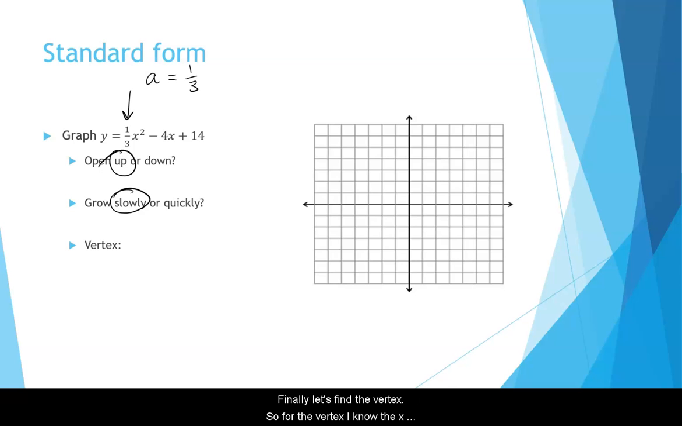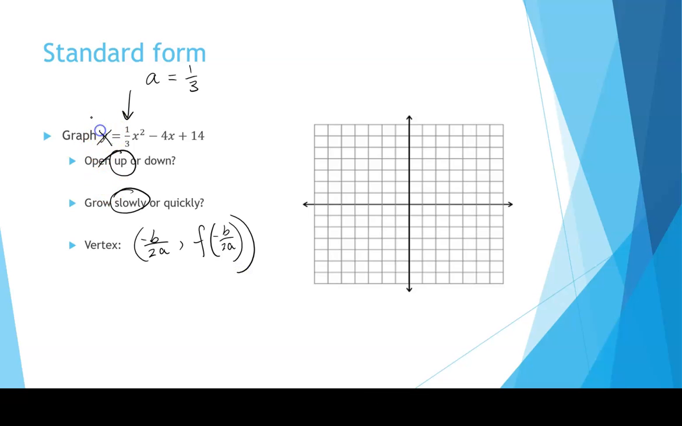Finally, let's find the vertex. So for the vertex, I know the x-coordinate is going to be negative b over 2a, and then I'm going to write the y-coordinate as f of negative b over 2a. I know we're working with a y instead of an f of x, but we could think of that as f of x equals 1/3 x squared minus 4x plus 14.